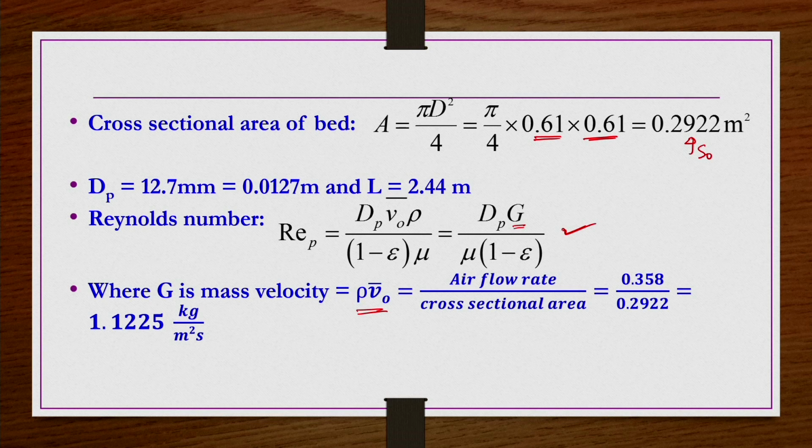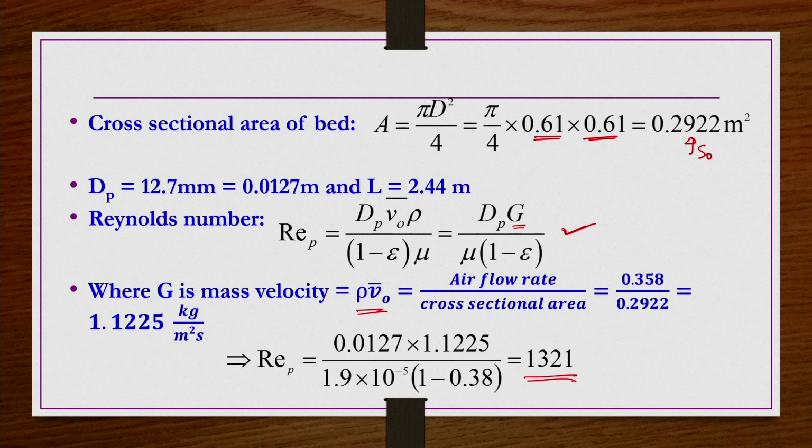If you use this in the Reynolds number equation, you will get 1321. The air flow rate is given as 0.358 kg per second, and the cross sectional area of the bed that we obtained is 0.2922 meter square. So, the mass velocity g is going to be 1.1225 kg per meter square second. You substitute that in the Reynolds number: this is the mass velocity, this is the diameter of the particle, this is the viscosity, and 0.38 is epsilon. So, the Reynolds number comes to be 1321.